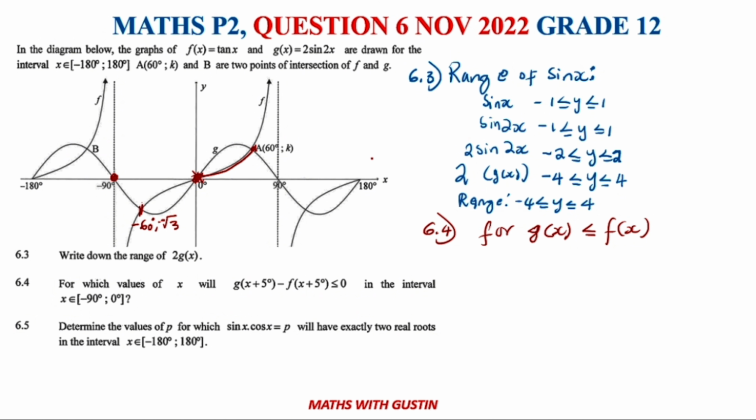Now with that said, what did they say? They said between 0 and -90. So if we have these points, it is at this point where g of x is less than, it is between 0 and 60 degrees. So therefore, if now you come here on the x value, I'm adding 5 degrees, minus f of x, and then we're adding another 5 degrees here.